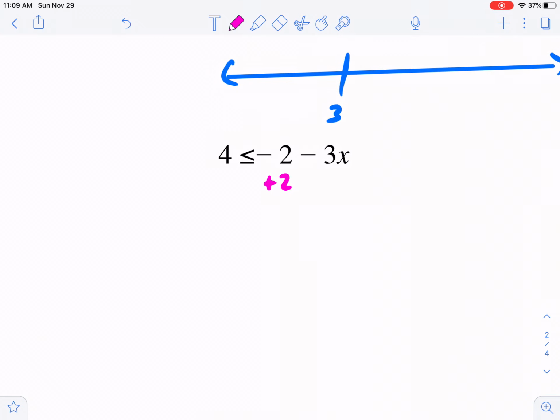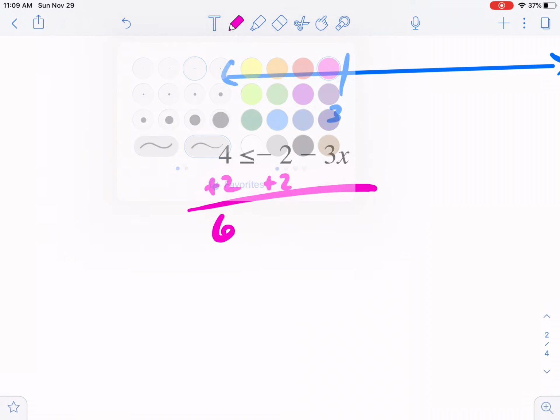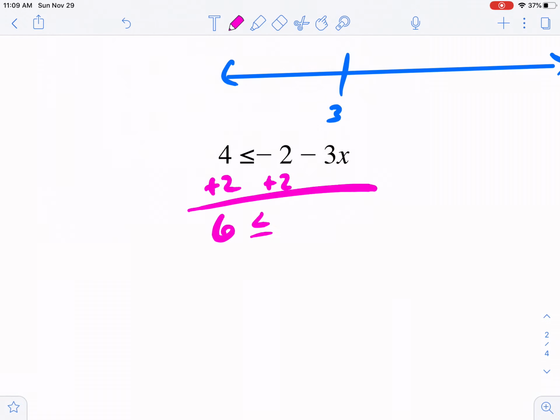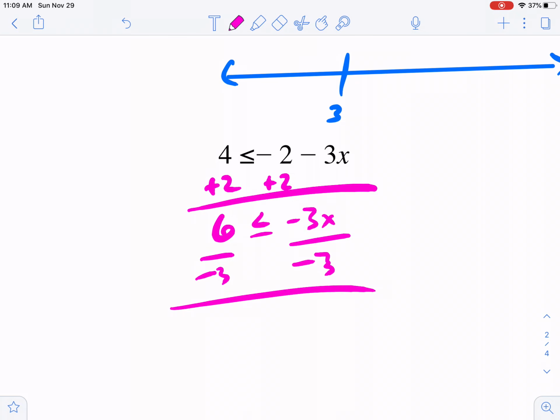Let's add 2. I get 6. I might just change this right here. 6 is less than or equal to negative 3x. I'm going to divide by negative 3, and negative 2 is greater than or equal to x. Remember, when you divide or multiply by a negative, you flip the switch.